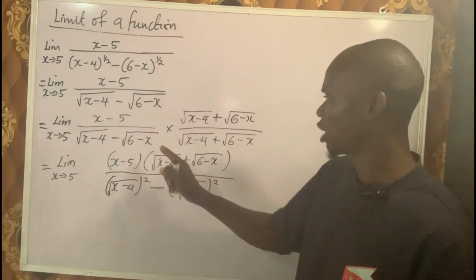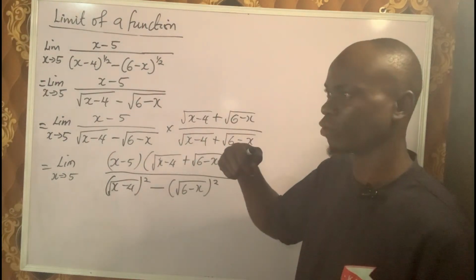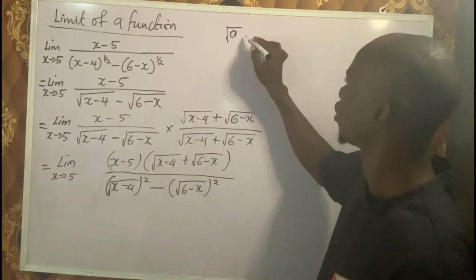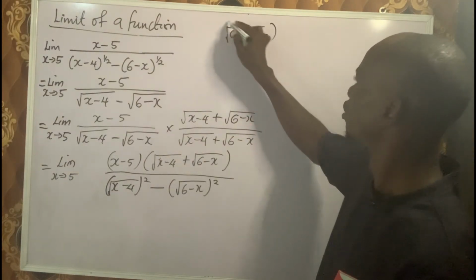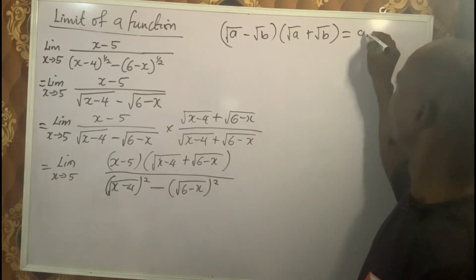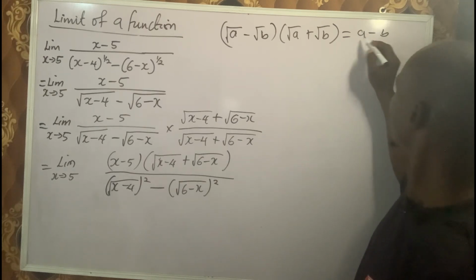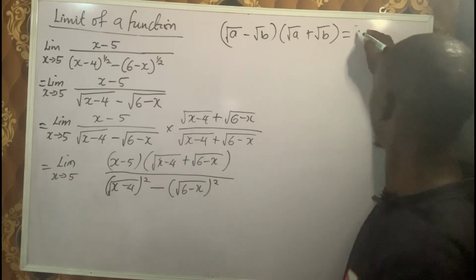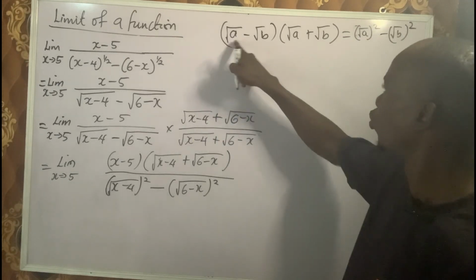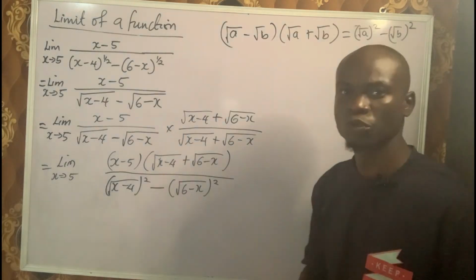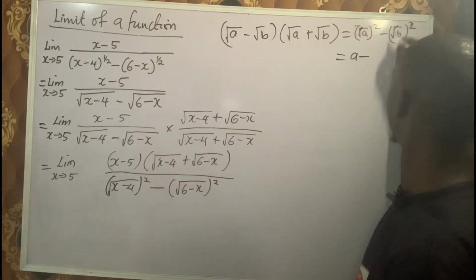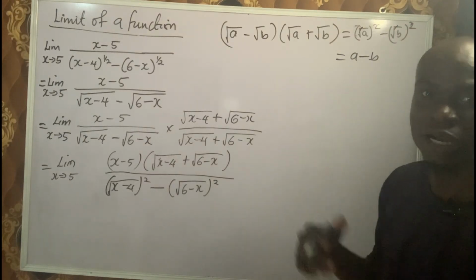Nevertheless, anytime you face this, if you go back to the previous question I solved, you will discover it's exactly the same thing I did. Anytime you see root a minus root b times root a plus root b, it is equal to a minus b. This is as a result of root a squared minus root b squared: you take each of the terms, the difference, squared. When you square root a, you have a, and root b squared gives b. So this is where we're going to arrive at.